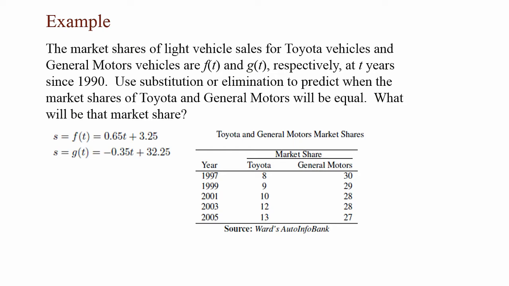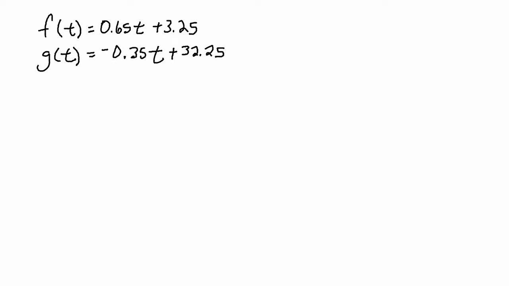The line of best fit for Toyota is S equals F of t equals 0.65 t plus 3.25. The line of best fit for GM, S equals G of t equals negative 0.35 t plus 32.25. Our first step is to use substitution or elimination to find t, then s. Since each equation is equal to s, I can set the two equations equal to each other.